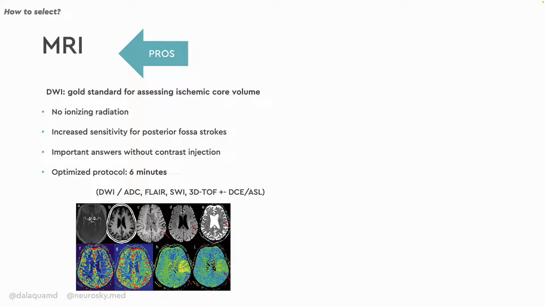So if we think about the pros of MRI, diffusion weighted image is the gold standard for assessing ischemic core value. It has no ionizing radiation, has increased sensitivity for posterior fossa strokes compared to CT, and gives important answers even without contrast injection. And we can think about an optimized MRI protocol that would take only 6 minutes and give us very important answers.